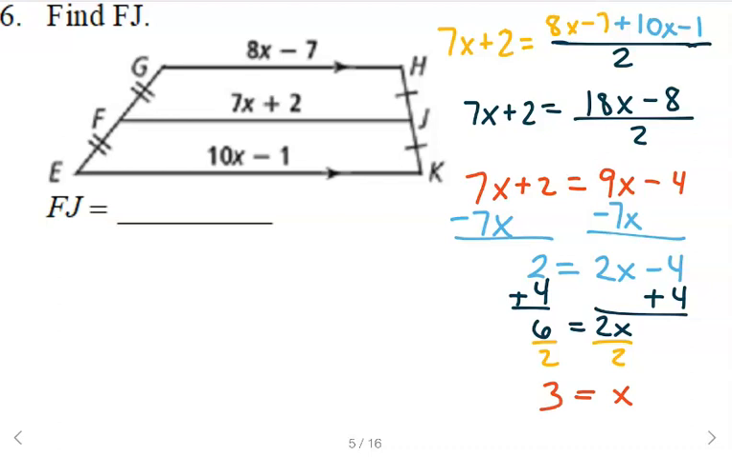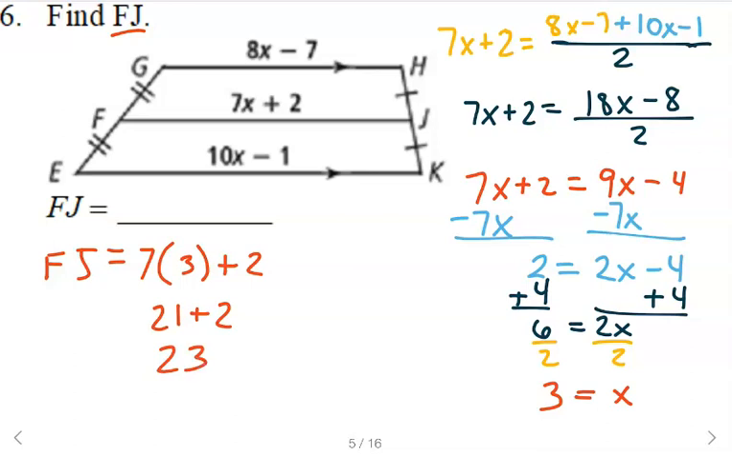So x is 3. Our goal here is to find FJ. So if we plug that in, FJ is equal to 7 times 3 plus 2. So 21 plus 2, 23.